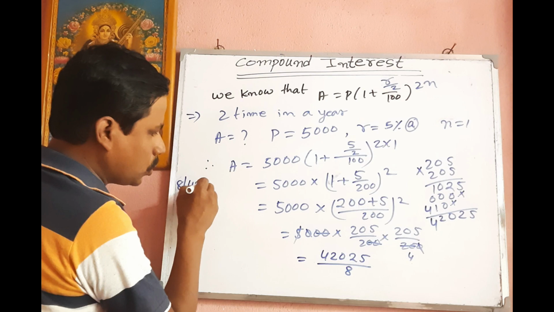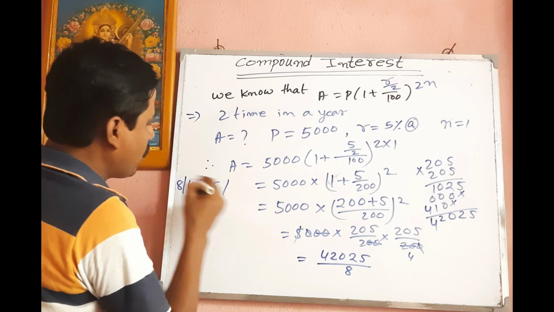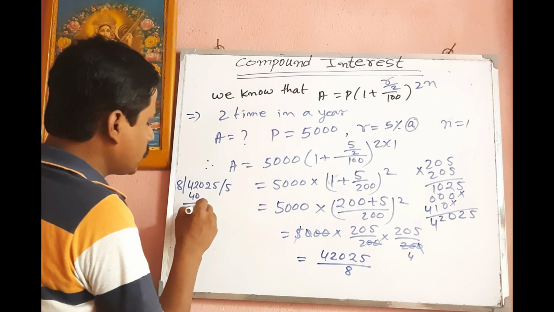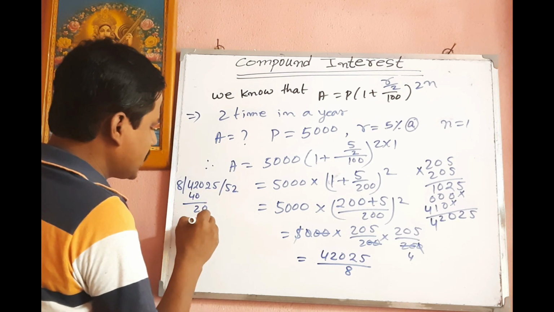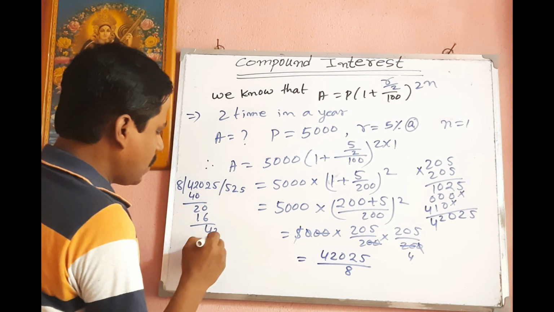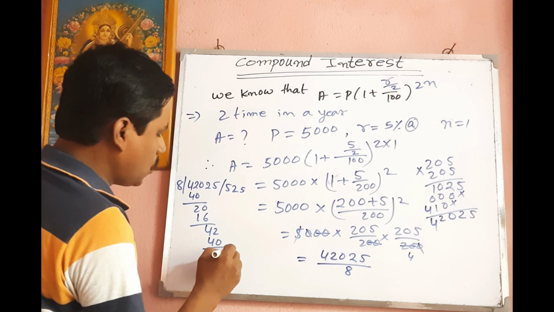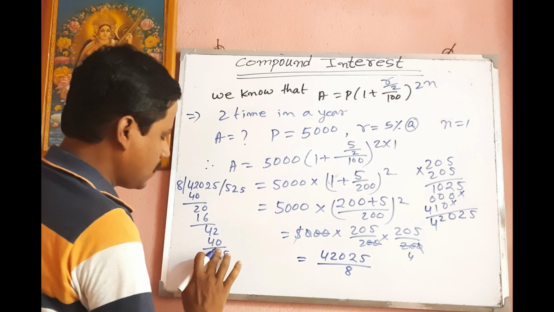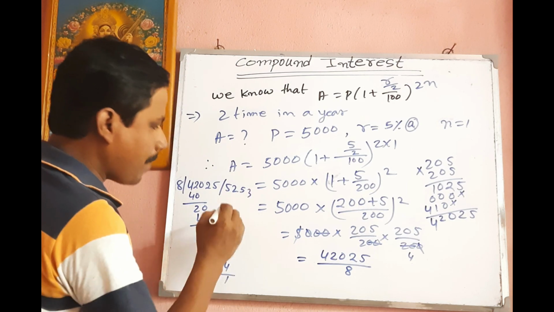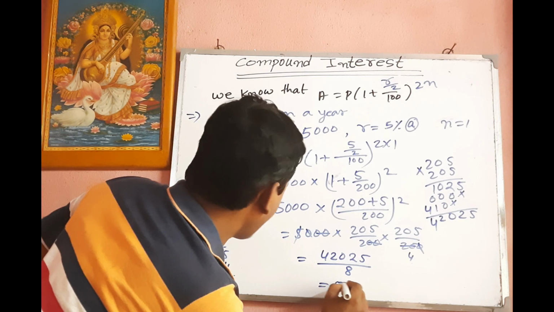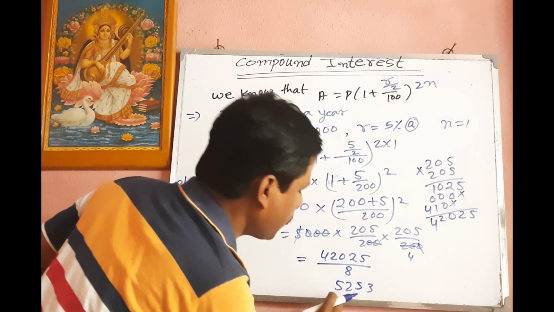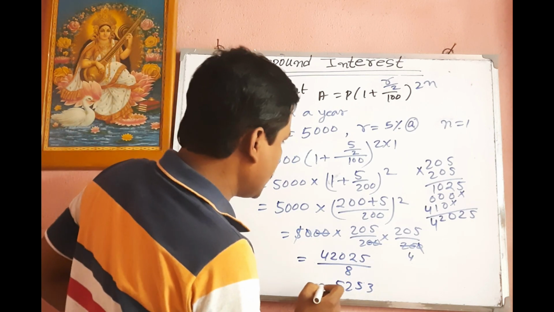Now 42025. 5 into 8 is 40 and now 20 is there, 2, 16, 4 is there, so this will be 5, 2, 5, 3, 2, 4. So approximately 5253 is the answer.